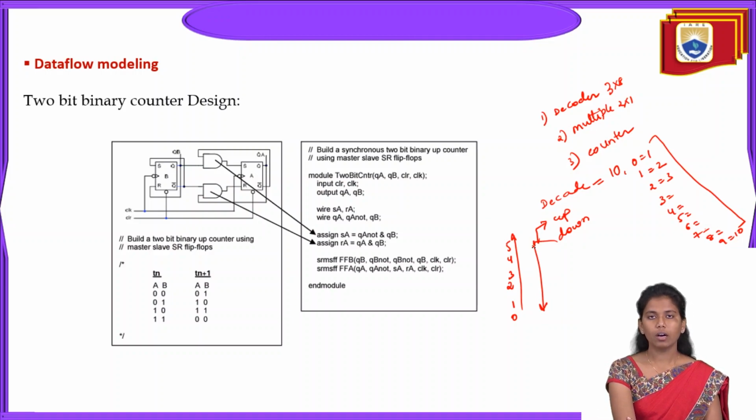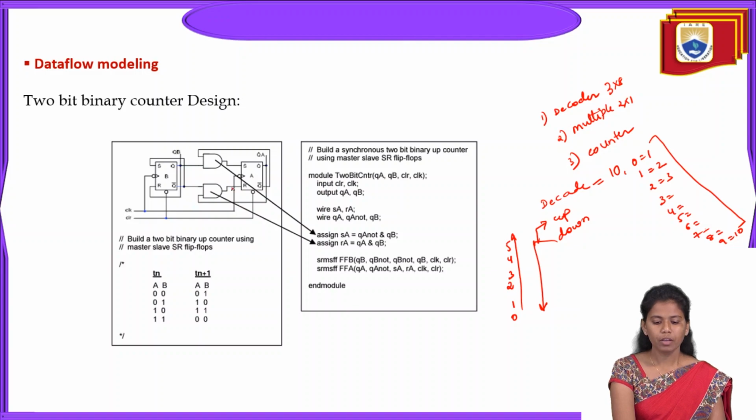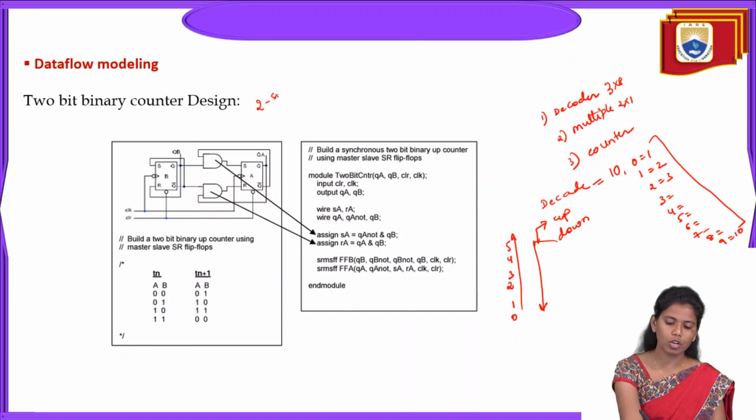So now this particular example talks about the 2-bit binary counter. If you observe the block diagram here, we have a circuit diagram where we have 2 flip-flops, so 2 SR flip-flops, and we have 2 gates. So what sort of gates are they? Those are AND gates.